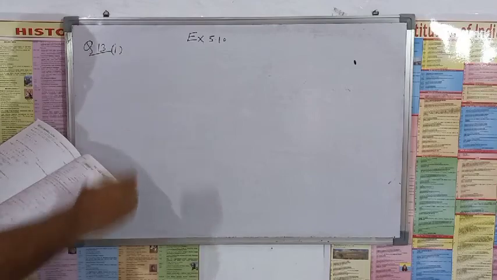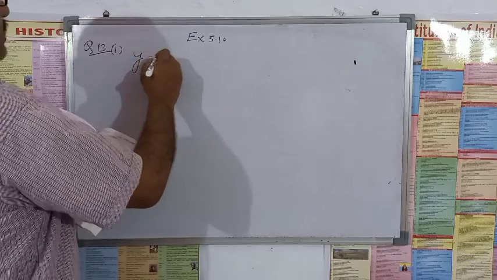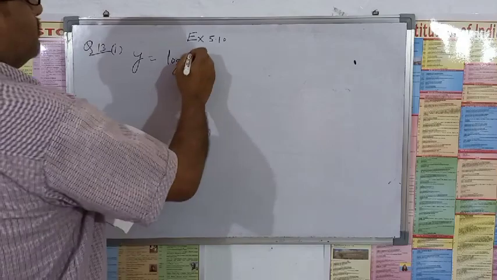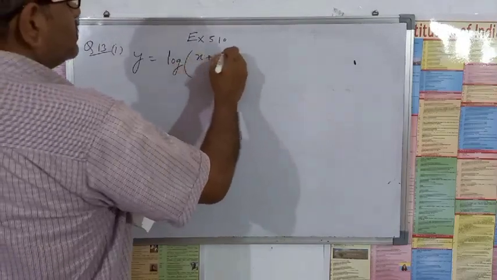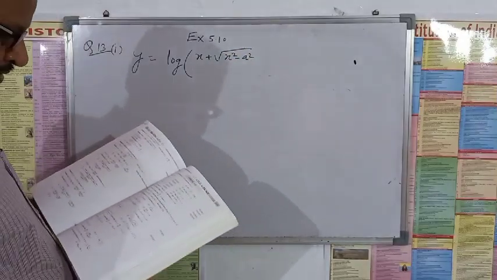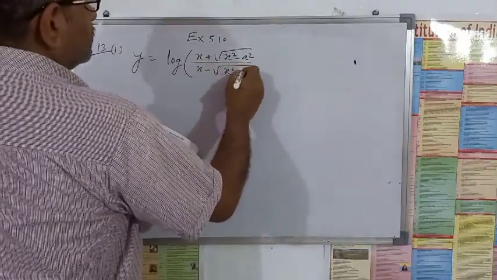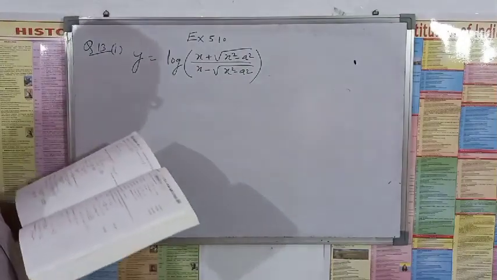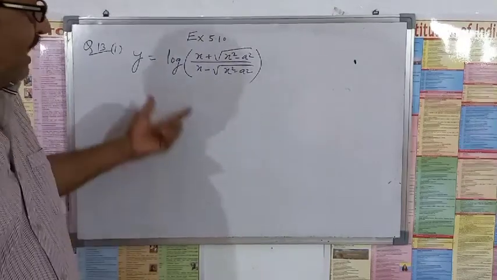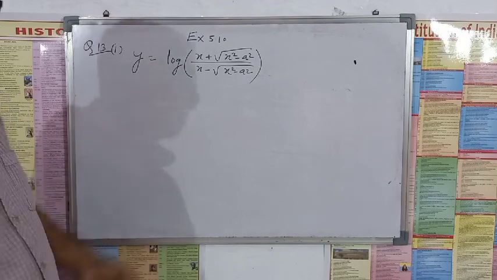Question number 13, first part, it is given, let y is equal to log in bracket x plus under root x square minus a square whole upon x minus under root x square minus a square. We have to find its derivative. So differentiating it with respect to x.